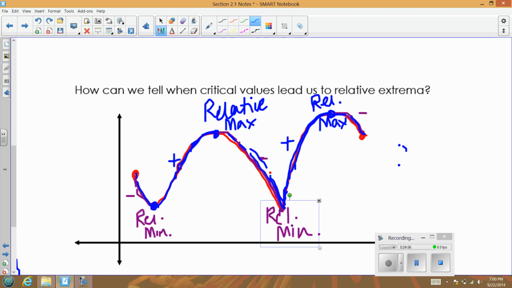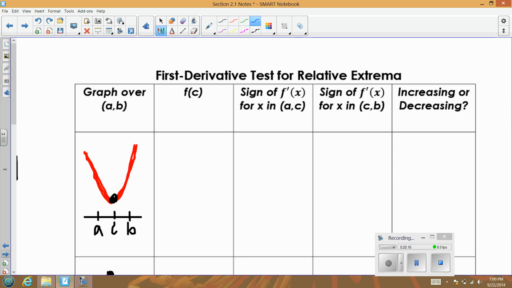Knowing these critical values is also really important because it helps us break up the graph, so we don't have to look at all these different points. We just have to focus on different intervals. So let's look at the rules for the first derivative test, which we kind of just talked about, but let's put this in a chart and look a little more specifically at these rules.